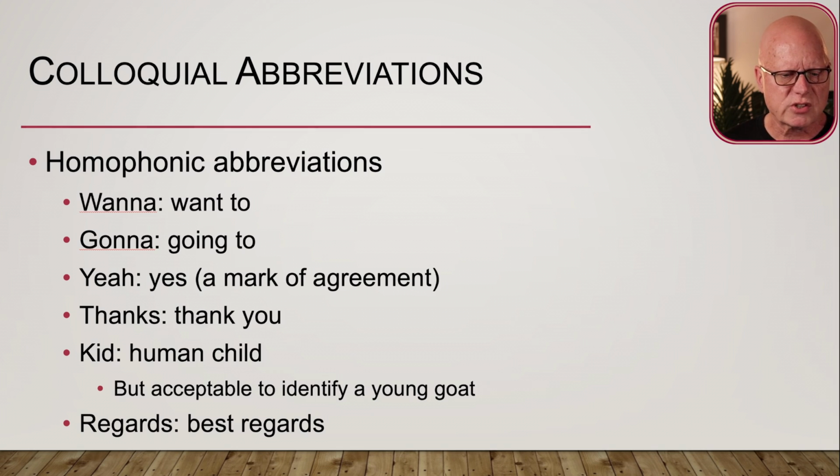Colloquial abbreviations can also be a problem, such as homophonic abbreviations. Wanna, which is an oral abbreviation of want to. Gonna, going to. Yeah, as a reference to agreement, meaning yes. Thanks, rather than thank you. Also, and I know this is not homophonic, but kid as a reference to a human child. Now, it's okay to refer to a young goat as a kid, but it's notably informal to refer to a human child as a kid.